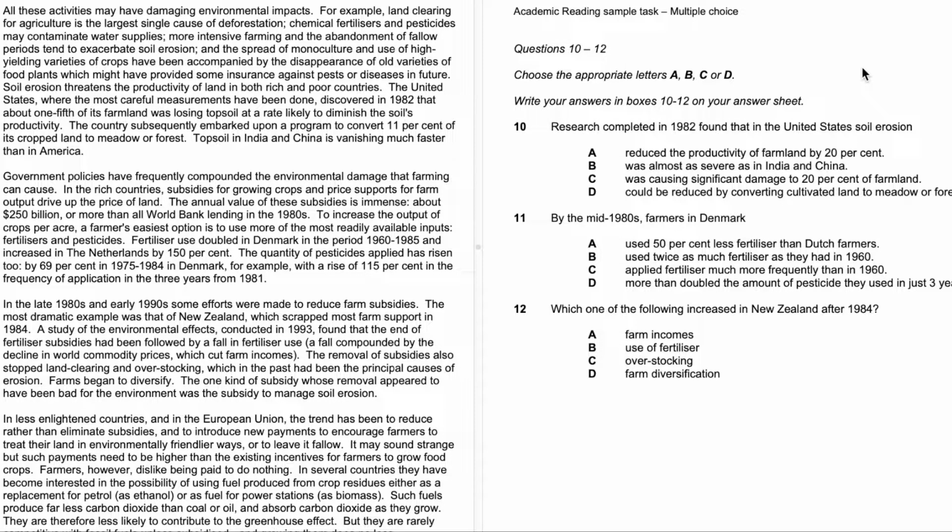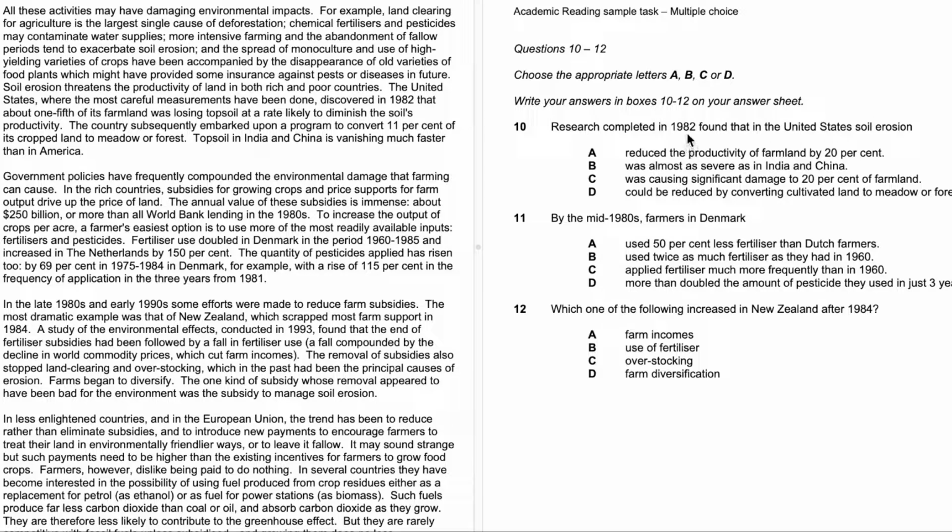Question number 10. Research completed in 1984 found that the United States soil erosion A. reduces the productivity of farmland by 20%. B. was almost as severe as in India and China. C. was causing significant damage to 20% of farmland. D. could be reduced by converting cultivated land to meadow or forest.